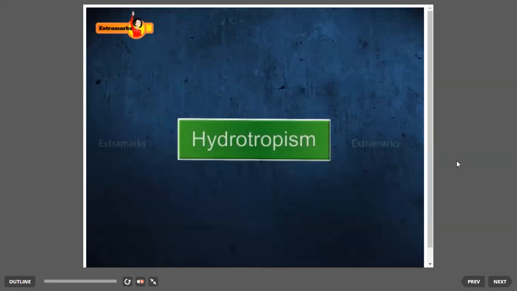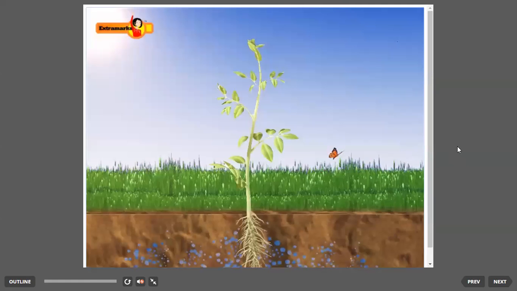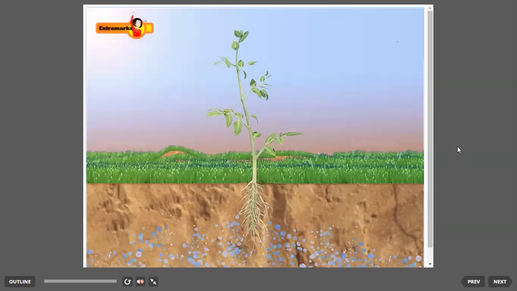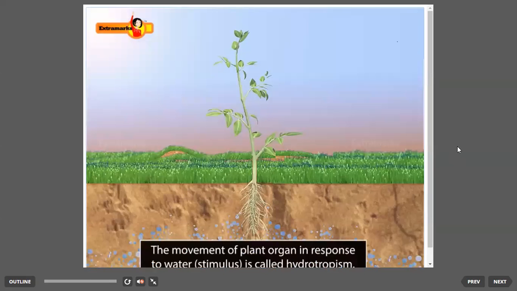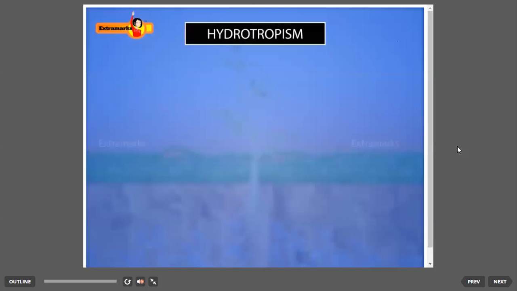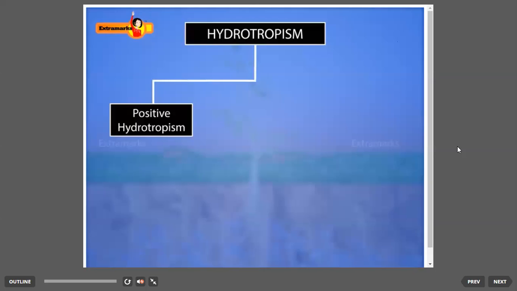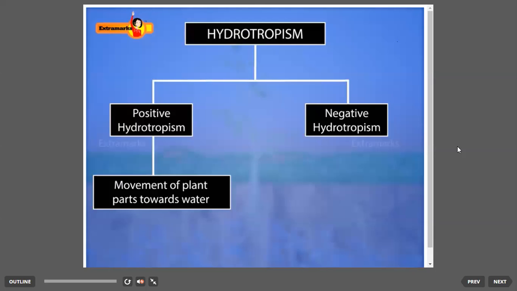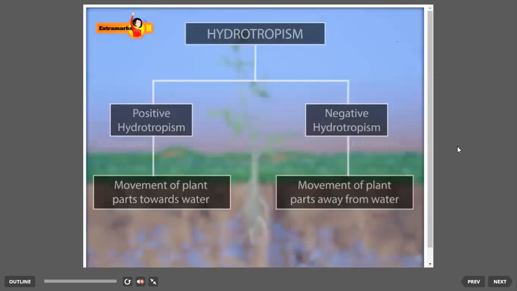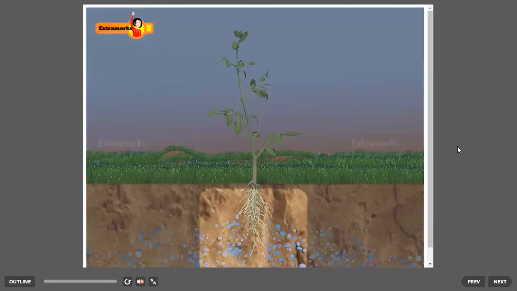Plants do not move like animals, but they respond to certain stimuli, like light, water, gravity, etc. Tropic movements are the directional movements that take place either towards or away from the stimuli. The movement of a plant organ in response to water as stimulus is called hydrotropism. The response can be either positive, that is, towards water, or negative, that is, away from water. Roots show positive hydrotropism as they grow towards water.